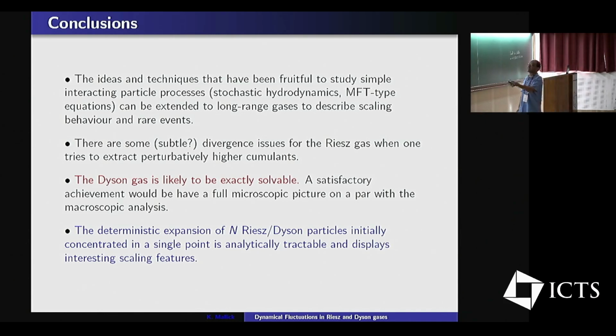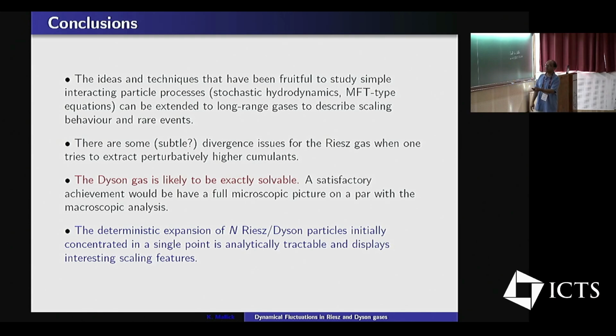For the Riesz gas, it's a bit more subtle. If you try to do perturbation theory further, there are some subtle divergences. You have to put some cutoffs, and to be frank, for the moment being, I don't really know how to do that, but I believe if I don't do it, somebody else would do it. It's just incapacity from my side, but I think it's possible to do it.